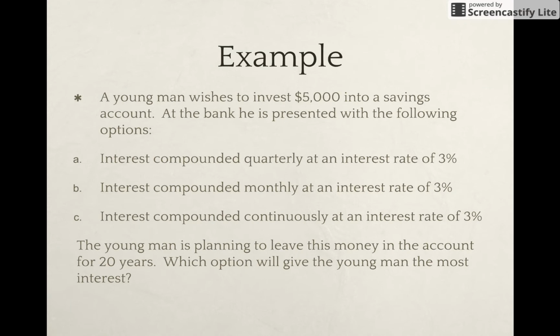Let's look at an example. A young man wishes to invest $5,000 into a savings account. At the bank, he is presented with the following options. Option A, interest is compounded quarterly at an interest rate of 3%. B, interest is compounded monthly at an interest rate of 3%. And option C, interest is compounded continuously at an interest rate of 3%. The young man plans to leave this money in the account for 20 years. He wants to know what option will give him the most interest.